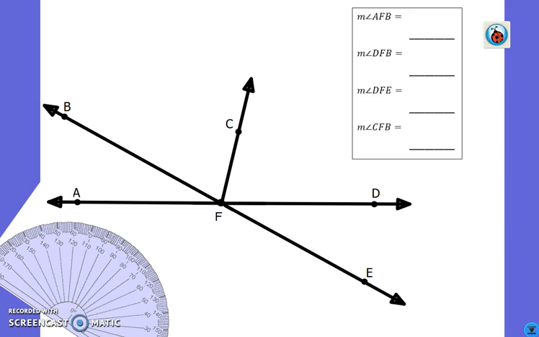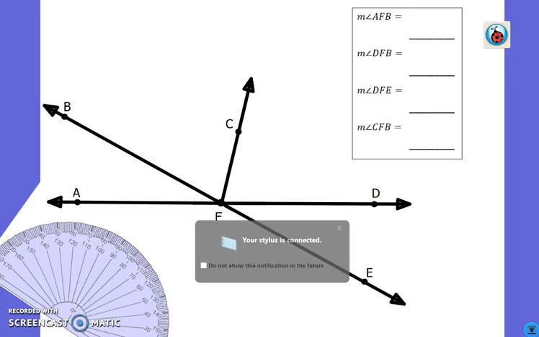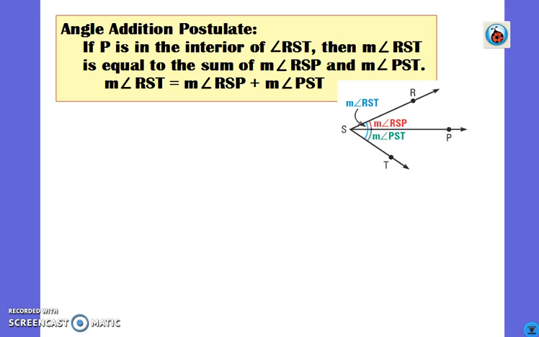Because if I just called this angle F, you would have no idea which of the angle F's I was talking about. By the way, help each other use the protractor if anybody's having trouble today.